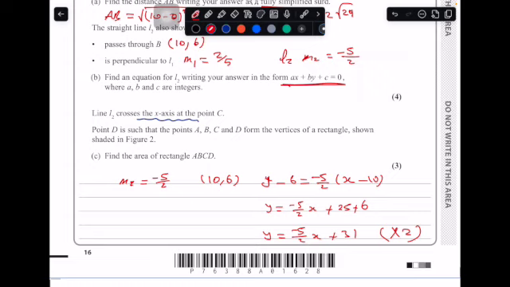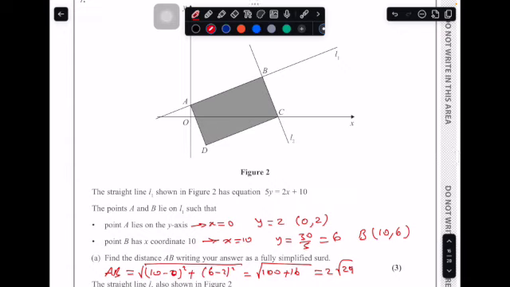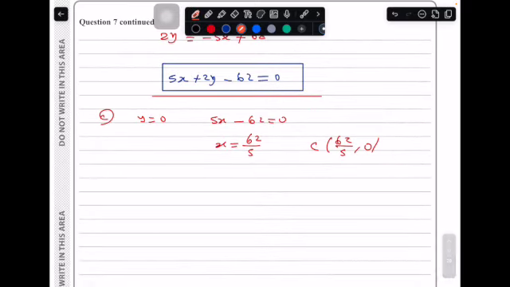What does he want? Point D is such that A, B, C, and D are the vertices of a rectangle. Find the area of the rectangle. Perfect. We found earlier, in part a, that the length of AB is 2 root 29. Can we find the length of BC? Yes, we can.